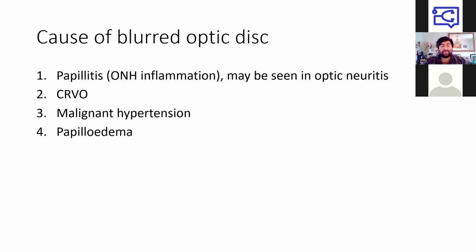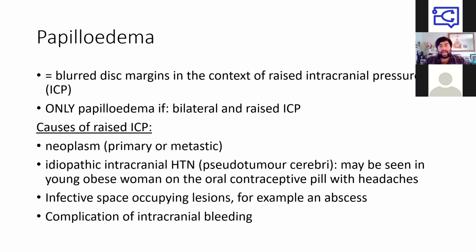And then papilledema, which means bilateral optic nerve head swelling in the context of raised intracranial pressure. It's a very, very specific ophthalmic diagnosis. Most people, when they see a blurred optic nerve head disc margin, will say papilledema. That's not necessarily correct, because papilledema has to be in that context, bilateral raised intracranial pressure.